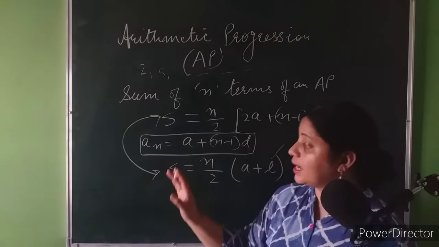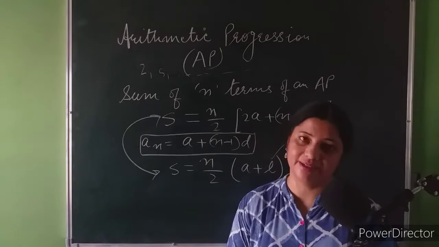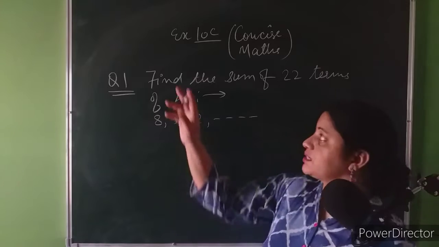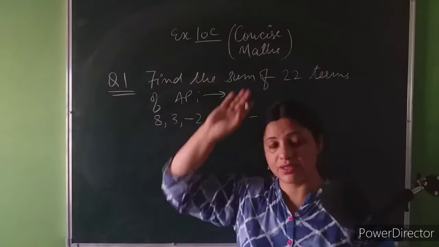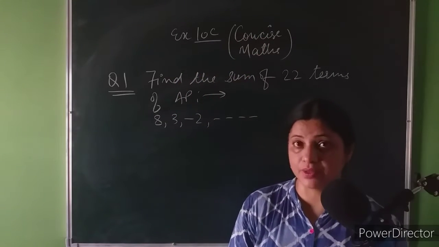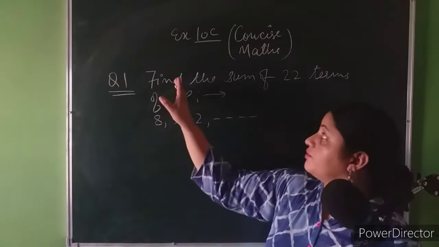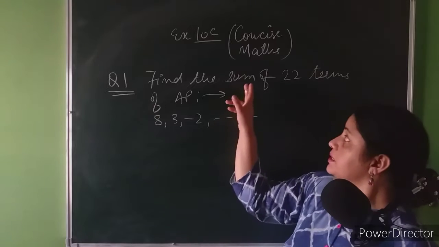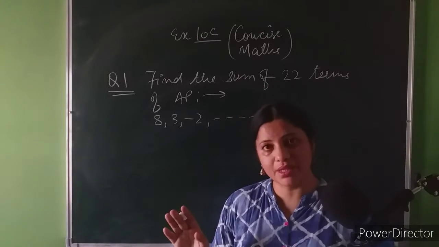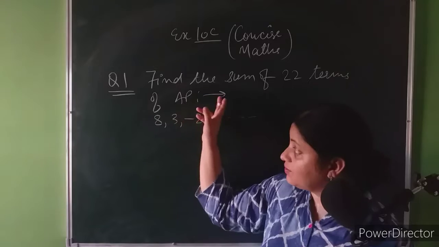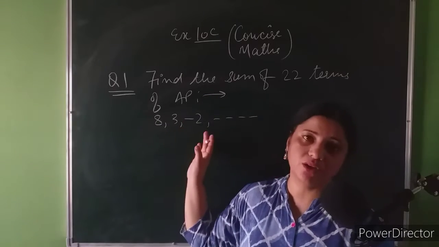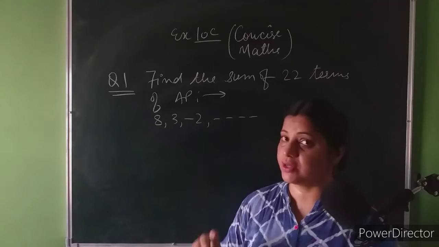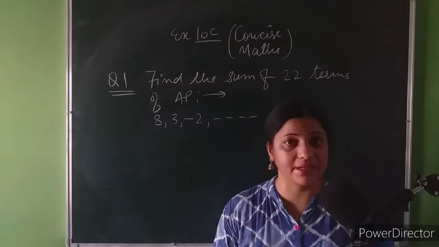Now I will tell you the application of these two formulae, right? Students, I have taken up one question for you from exercise 10C of Concise Mathematics of your class 10 ICSE board. Question number 1 says: find the sum of 22 terms of an AP. The number of terms is a total of 22, right? And the given AP is 8, 3, minus 2 and so on. Now the last term is not known, so we will not apply the second formula. We will apply simply the first formula.